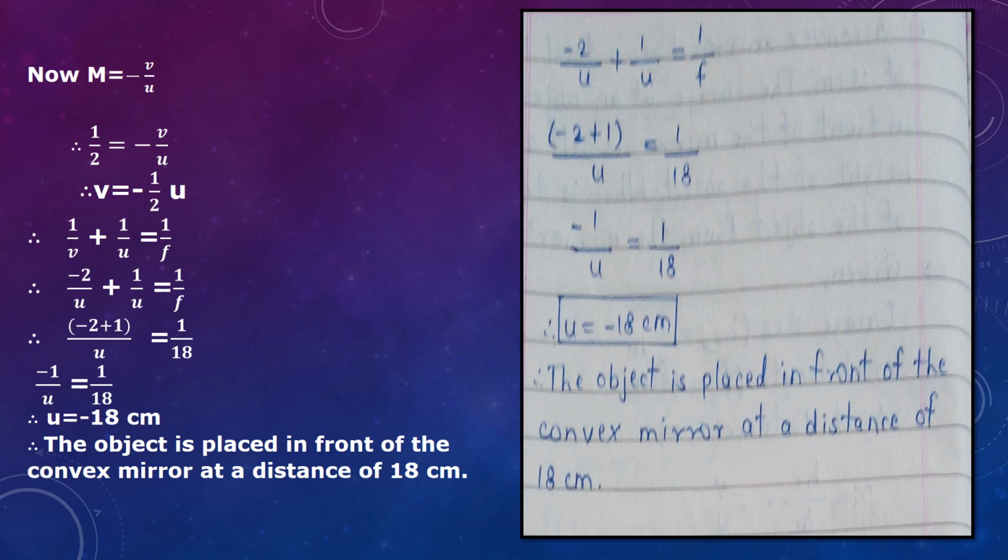Therefore the object is placed in front of the convex mirror at a distance of 18 centimeter. So here we got the object distance for the convex mirror, that is 18 centimeter.